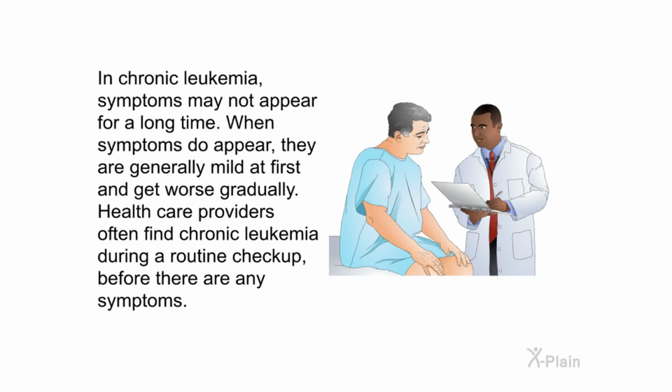In chronic leukemia, symptoms may not appear for a long time. When symptoms do appear, they are generally mild at first and get worse gradually. Healthcare providers often find chronic leukemia during a routine checkup before there are any symptoms.